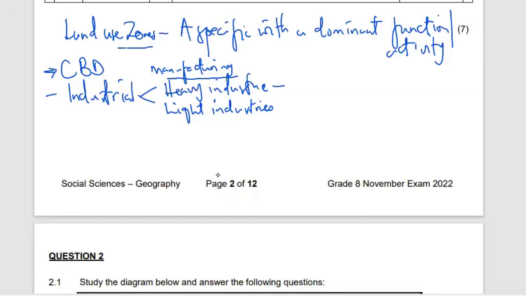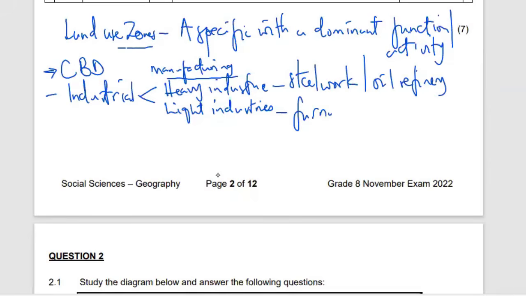For example, steelwork, or activities like oil refinery. These are typical examples of heavy industrial activities. Then light industrial activities do not take much space, and they do not cause high levels of pollution. For example, furniture manufacturing.